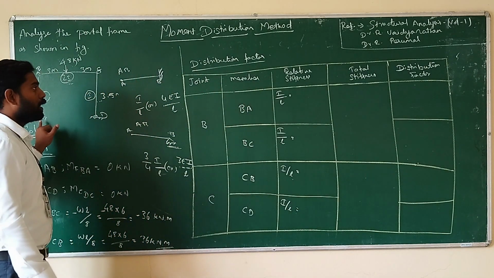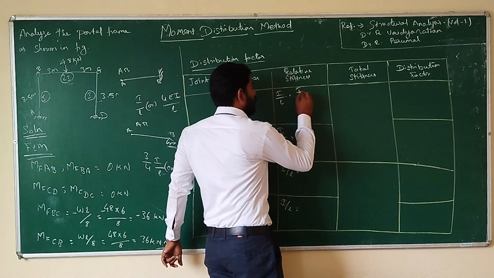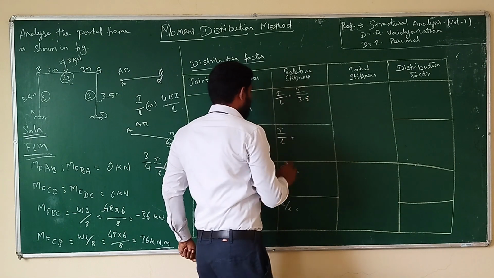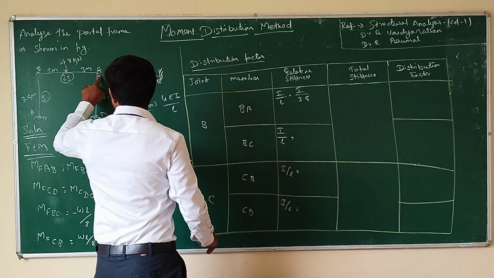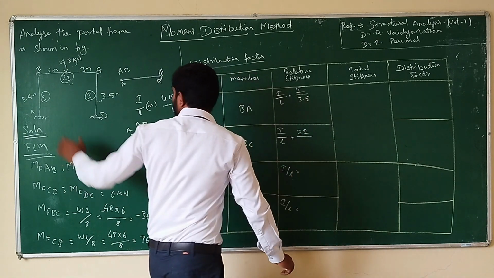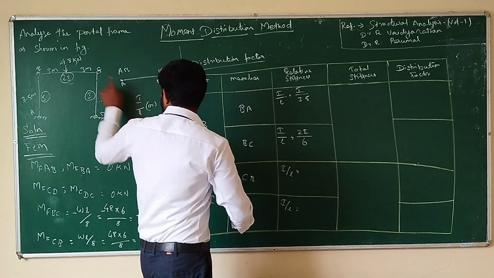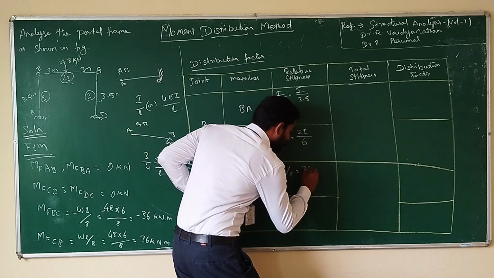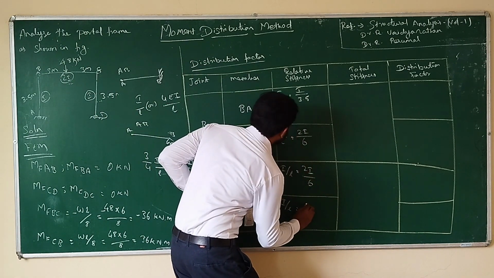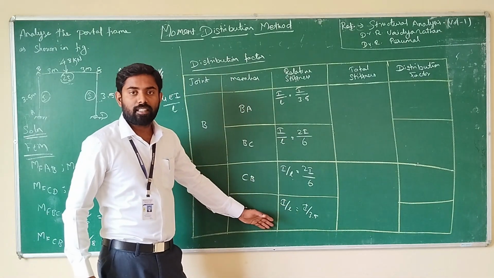So the I value for BA has been given as I, and the L value as 3.5. And the same way for BC, they have been given as 2I. So 2 into I divided by the total distance, which is 6. And the same way for CB, that will be 2I by 6. And here I by 3.5. So we have calculated the relative stiffness.